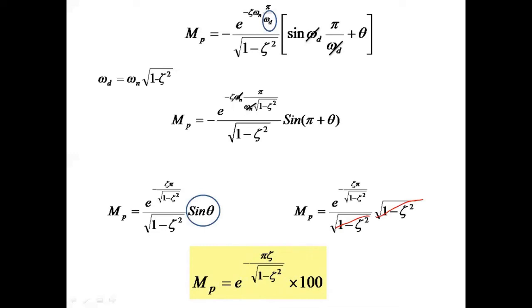Hence MP will be equal to e to the power of minus pi zeta divided by square root of 1 minus zeta square. And always we used to represent MP in percentage, so it has been multiplied by 100. The next time domain specification is about the settling time. And we know the condition for settling time.